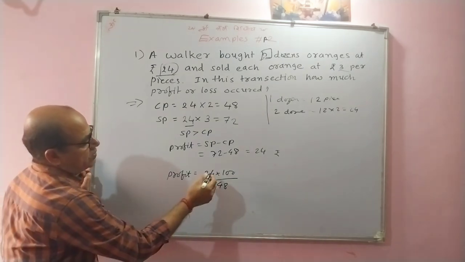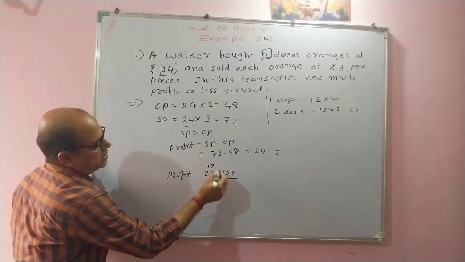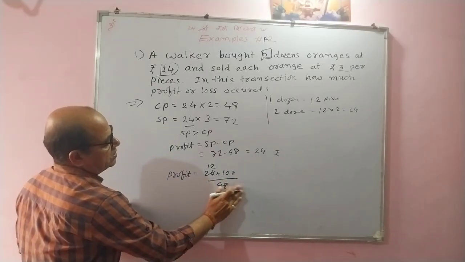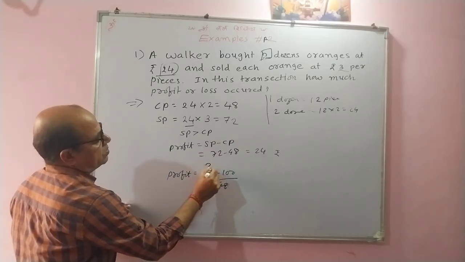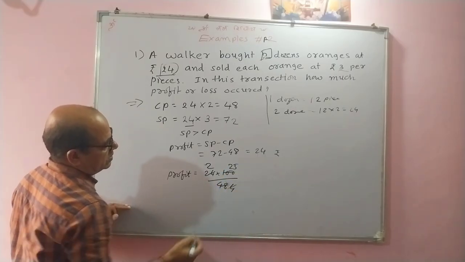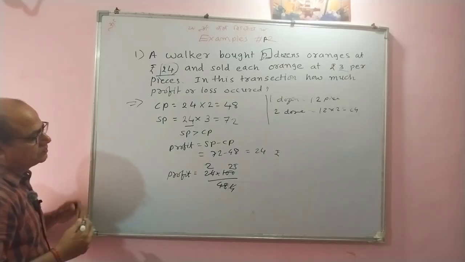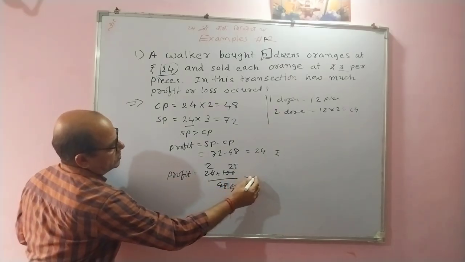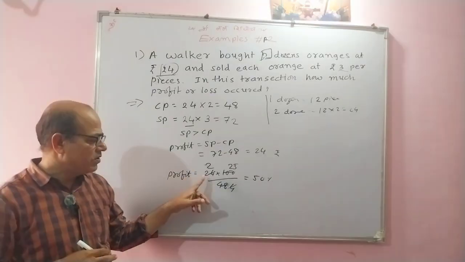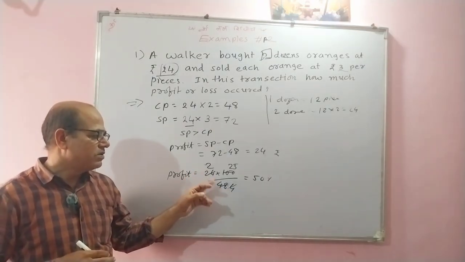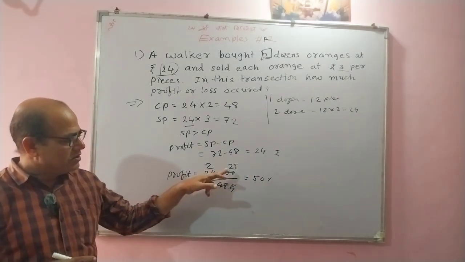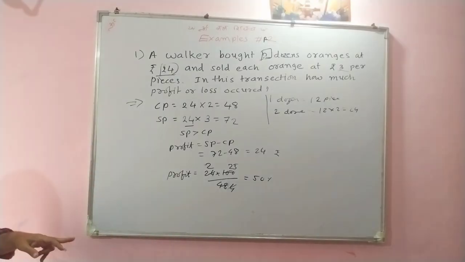Now 24, 12 2s are 24, 12 4s are 48, sorry, I'm writing wrong, 12 2s are 24, 12 4s are 48, and 25 4s are 100. Is equal to 50% profit. Understood? You can also do 24 2s directly, or 12 table or whatever. So 50 directly you can also do.